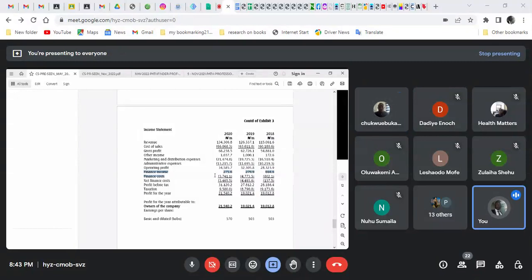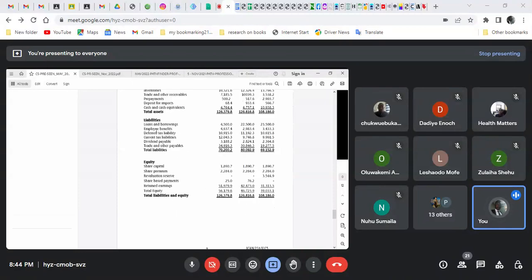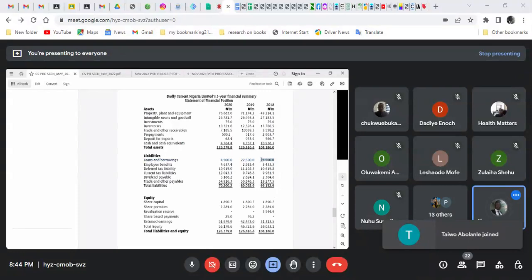Oh, okay. Yes, your ratios can be linked to it. Like, we can say, what is the ratio of the finance costs, either the finance cost or the net finance cost, on the revenue? So if it is showing that it is high, then at the end of the day, we can confirm that their loans and borrowing, look at it, was 23.5 billion, 22.5 billion, but reduced to 4.5 billion in 2020.